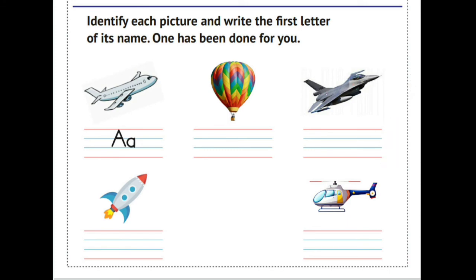Let's see next picture. This is a rocket. Rocket starts with alphabet R. So you have to write alphabet R here. Let's see last picture. This is a helicopter. Helicopter starts with alphabet H. So you have to write alphabet H here.